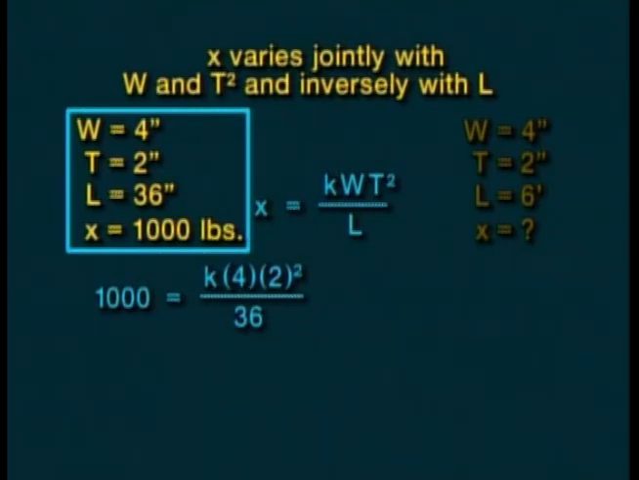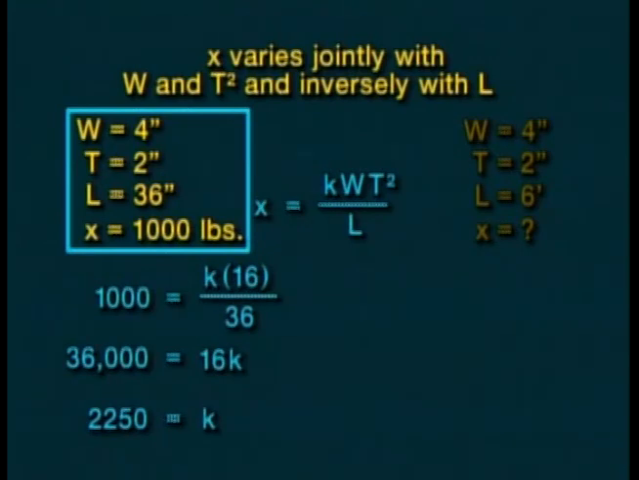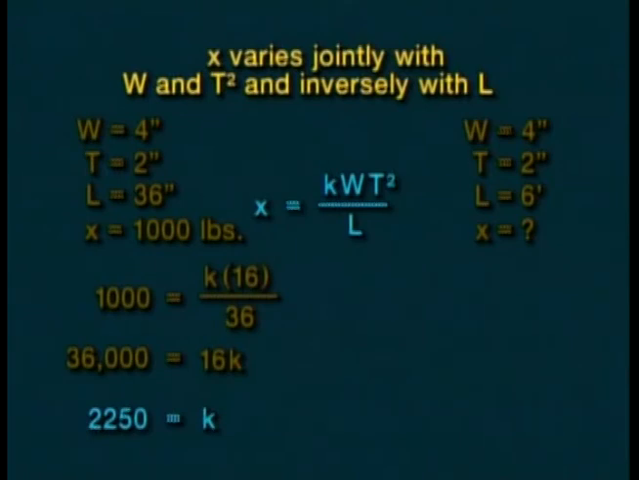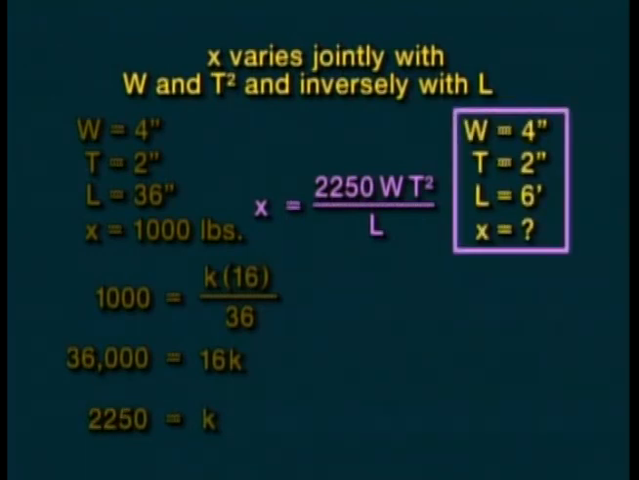Now let's solve for K. First, simplify the numerator. 2 squared is 4. 4 times 4 is 16. Next, multiply both sides of the equation by 36. Then divide by 16. K is 2,250. Now we can write a specific formula for determining how much weight any beam made out of this material can hold. In the general formula, substitute 2,250 for K. We want to find the load capacity of a beam with these dimensions.